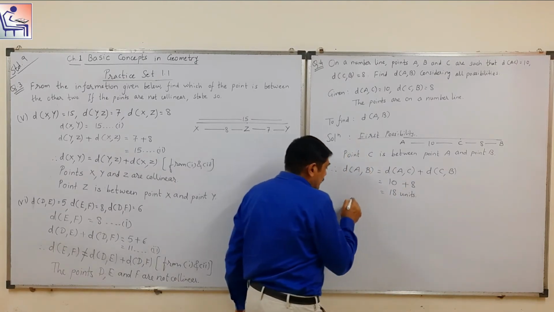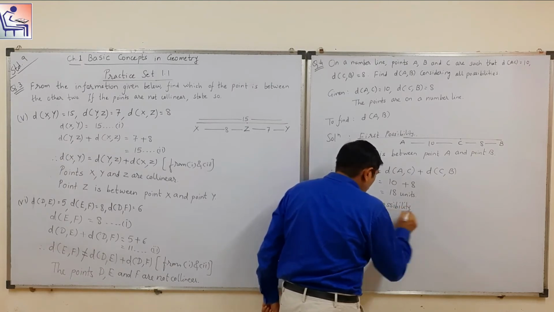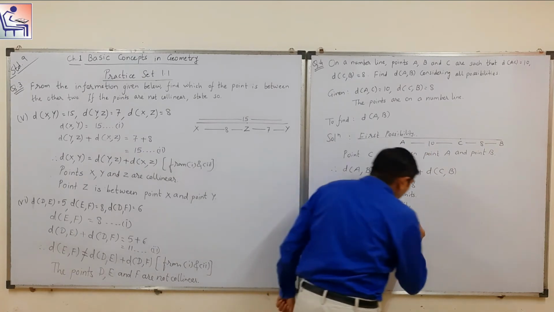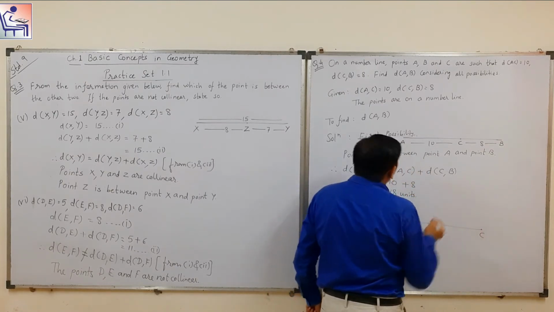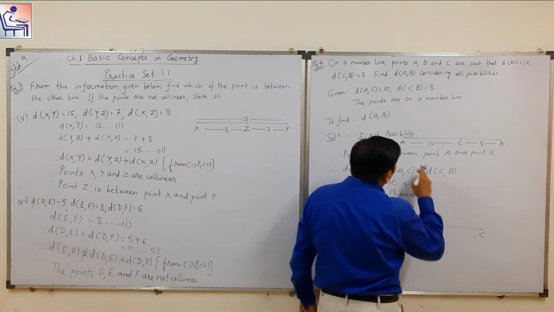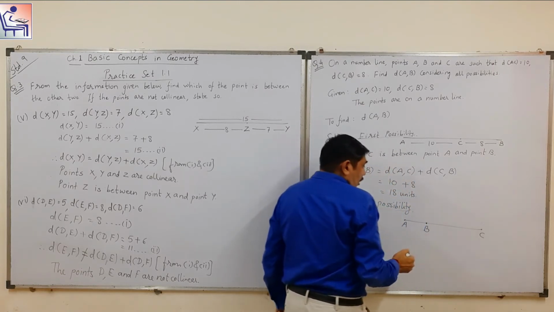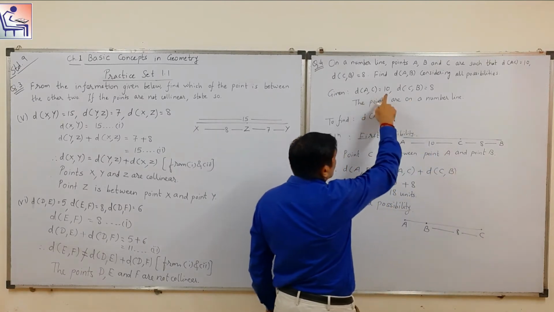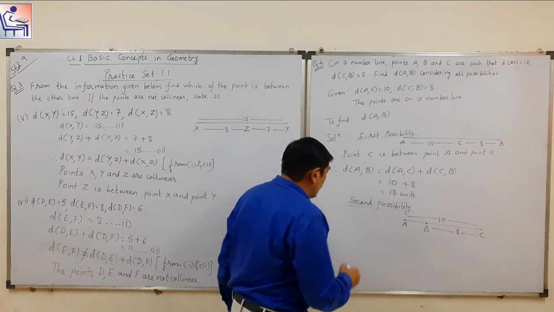Now, second possibility. What is the second possibility? We will consider point B between the point A and C. So here I am drawing the diagram A, C, and point B is between the point A and C. So I will say that if CB is 8, so here I will say point B, and now I know that CB is how much? 8 units, and AC is equal to 10 units. So we have to find out distance AB.